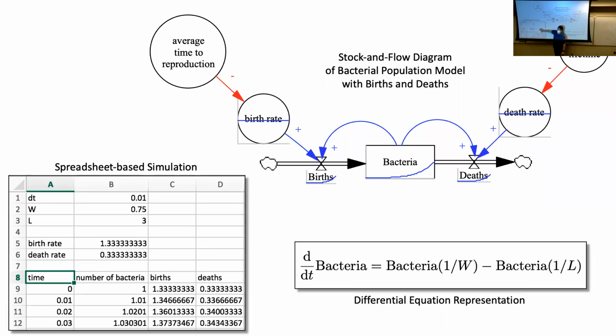This is the way we did it in spreadsheet, but we're going to learn to do it this way in VinSim and Insight Maker. And regardless of which way we do it, we are equivalently creating a numerical approximation of the math down here. Okay. So any questions about that?